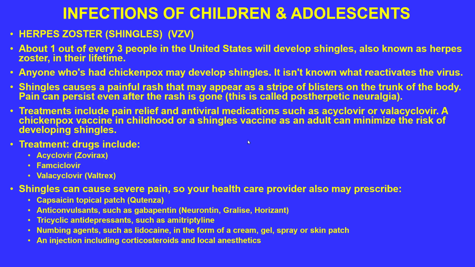One of the things to keep in mind is that a lot of times this will follow one of the dermatomes. In other words, one of the pathways, one of the major nerves going around the body. It may not be bilateral, but will be unilateral. Left side, right side, whatever. There are some treatments to include pain relief and antiviral medications such as acyclovir and valacyclovir. A chickenpox vaccine in childhood or a shingles vaccine as an adult can minimize the risk of developing shingles.